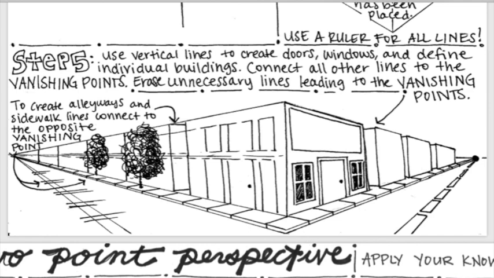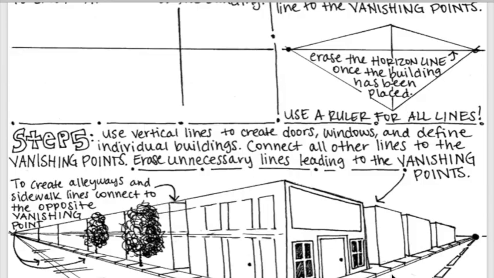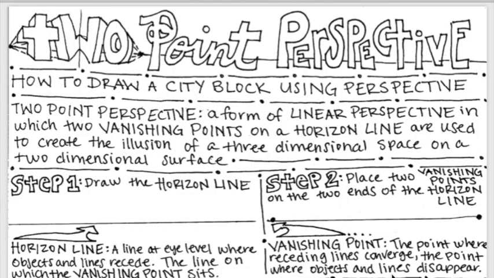All right, and then I know you can't fully see it on my screen, but the second page just says 2-point perspective, apply your knowledge, create your own city block using the steps on the back of this sheet, add detail and use your ruler, which is what I will be showing you. So that's the read through, and I will give you a demo.